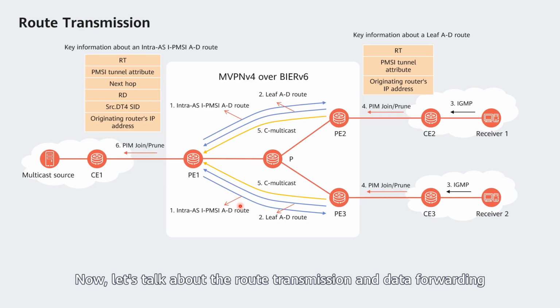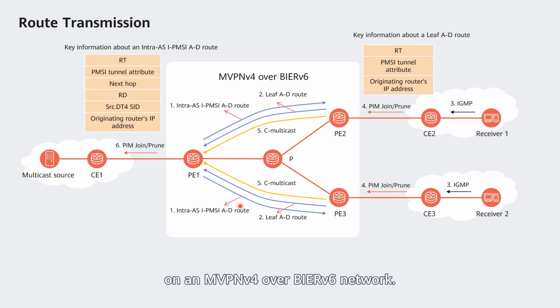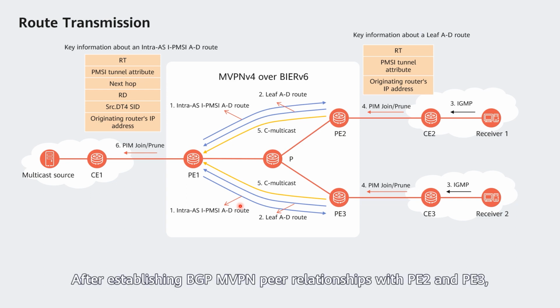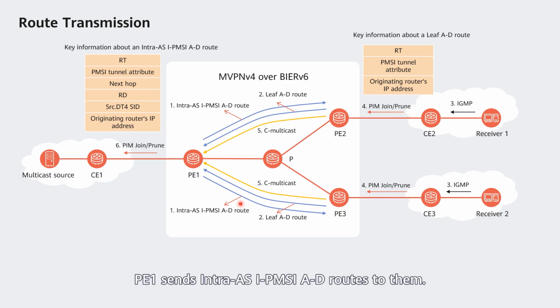Now, let's talk about the route transmission and data forwarding on an MVPNv4 over BIERv6 network. Let's begin with route transmission. After establishing BGP MVPN peer relationships with PE2 and PE3, PE1 sends intra-AS IPMSI AD routes to them.